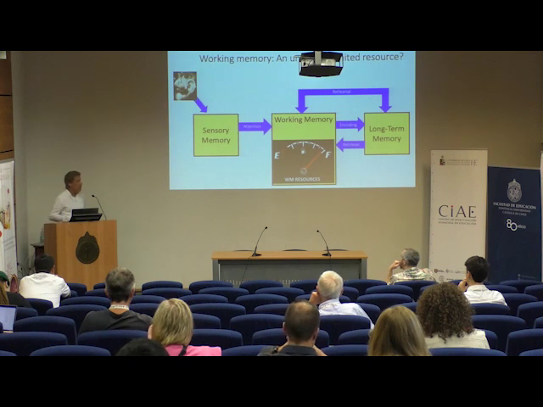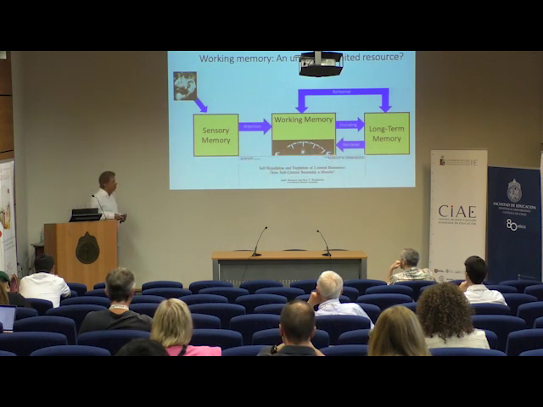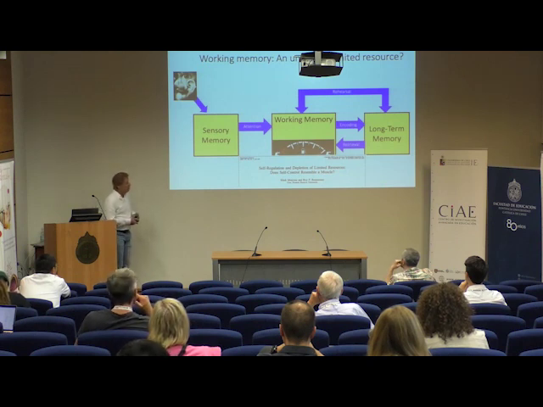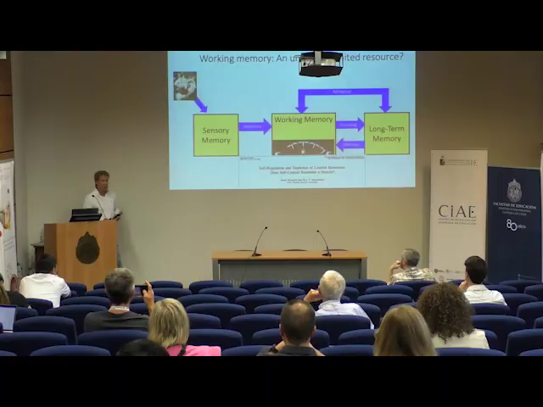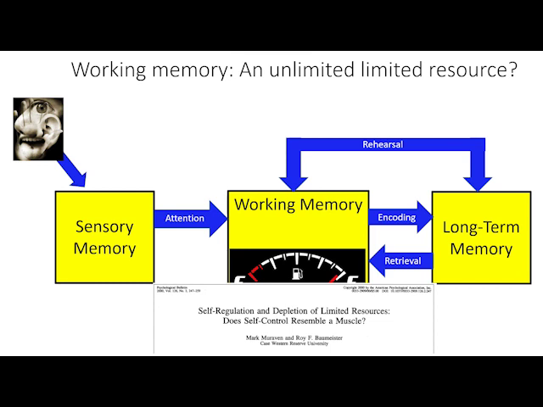And I was already aware of that when I read the 2000 paper by Baumeister and Muraven, which was on self-regulation and depletion of limited resources. And they said, does self-control resemble a muscle? Well, a muscle is also a biological system, but we have a lot of biological systems, and all these systems are characterized by the fact that they can be depleted and that you need some rest to recover. And so for working memory, that should also be the case, I think.